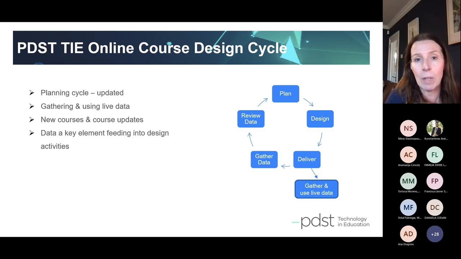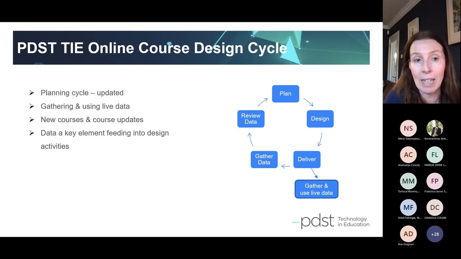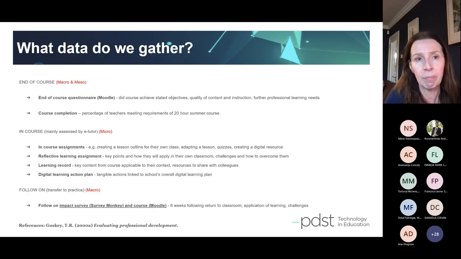And I suppose recently as well, we've updated this, because actually while we're delivering courses, we're also gathering data. And we're using that data. So it's not just a case that we would wait till the end of the course to evaluate it. We're continually trying to assess participation in our online courses. We would apply this cycle both to new courses, and also for updating courses as well. So most of our courses would have a 2 to 3 year life cycle, but we are continually reviewing them and continually using data to improve them.